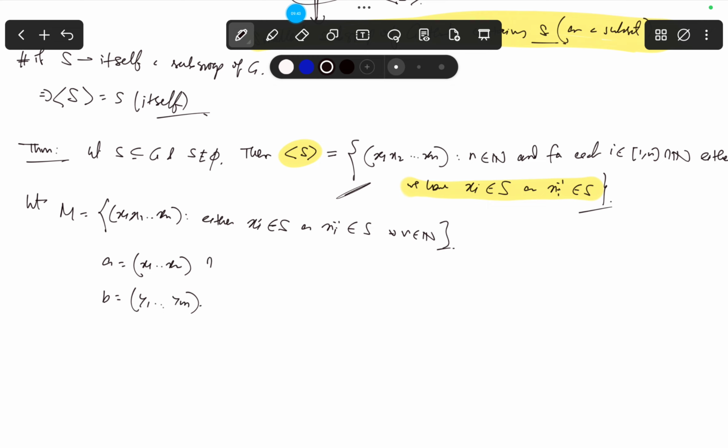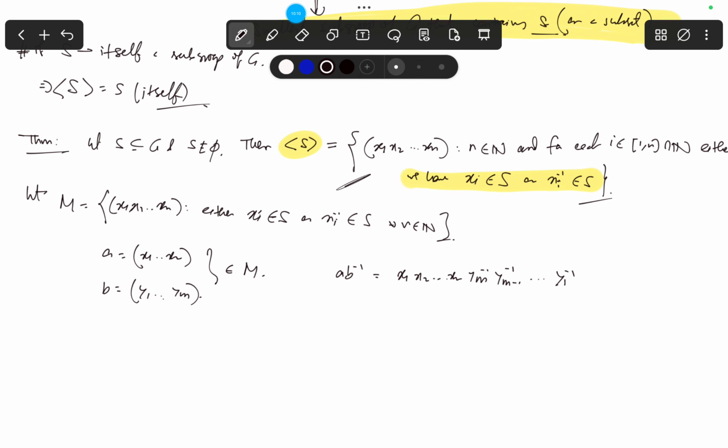Okay, so these two elements are there from M. Now, what we can do is take AB inverse, which means we have x1 up to xn times ym inverse, ym minus 1 inverse, and so on up to y1 inverse. Okay, so now note that we have xn times ym inverse.